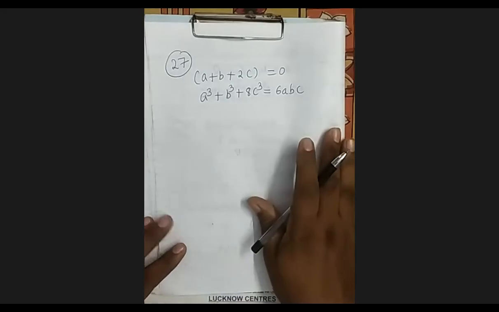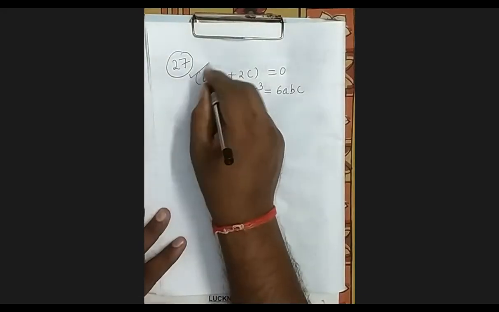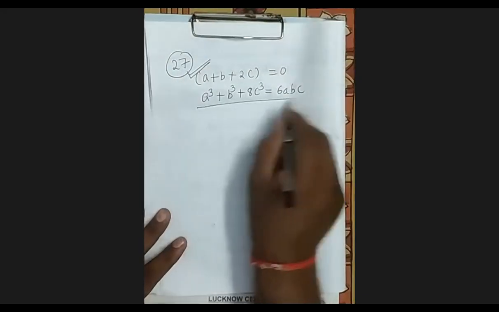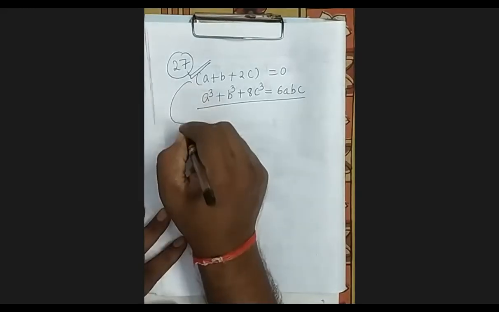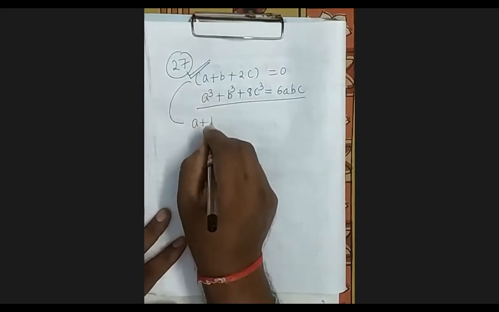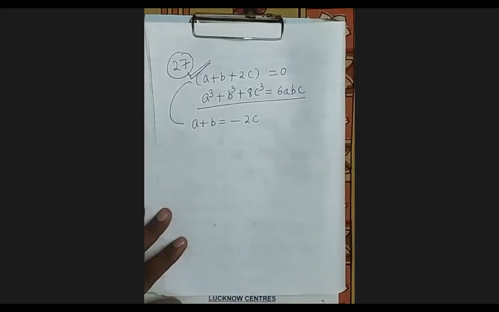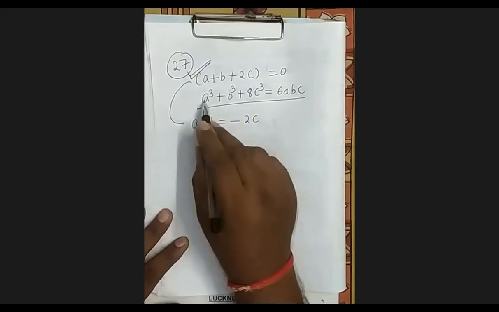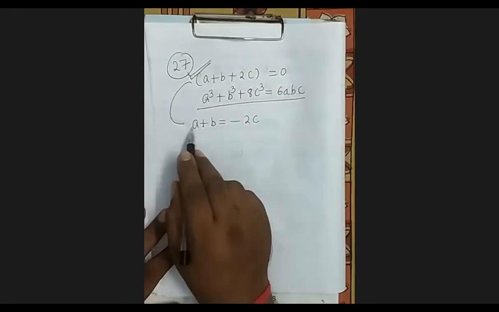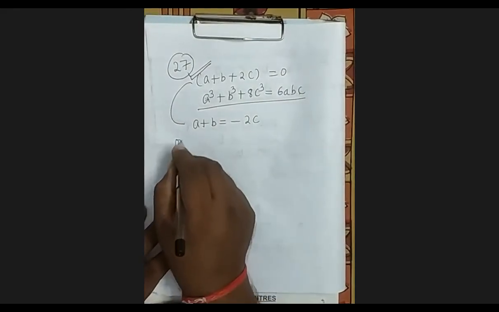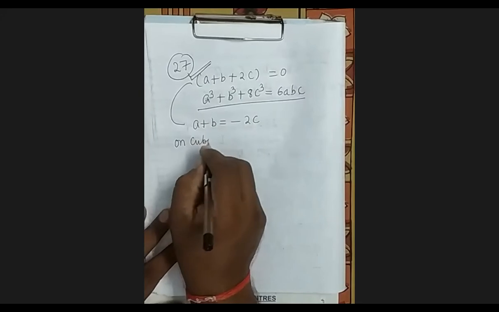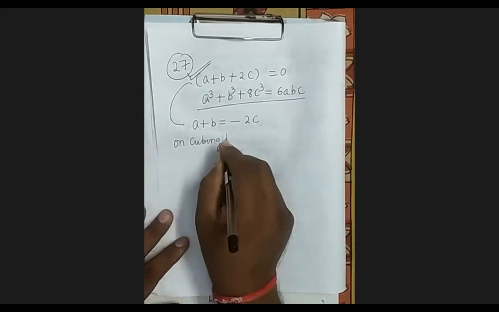So, given thing is this, and this you have to prove. You start from here: a plus b equals to minus 2c. Now see here, the expression which you have to prove is having all the terms in cube. Therefore, what will you do? On cubing both sides.